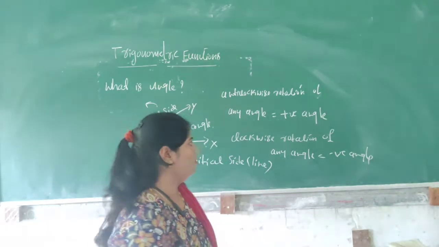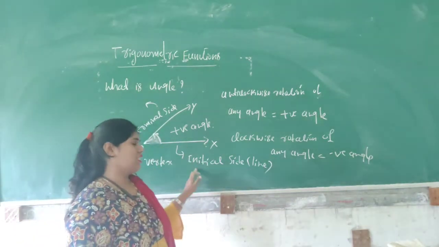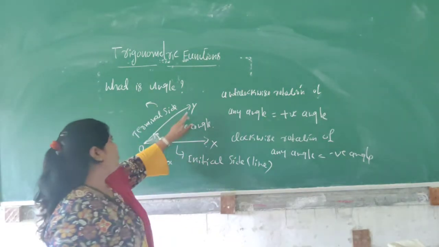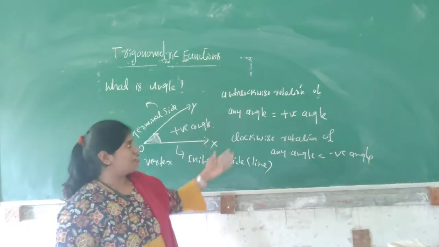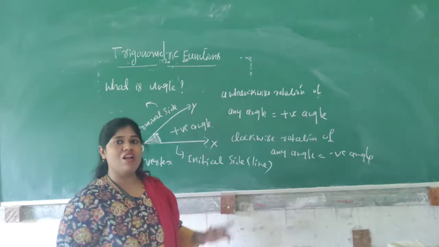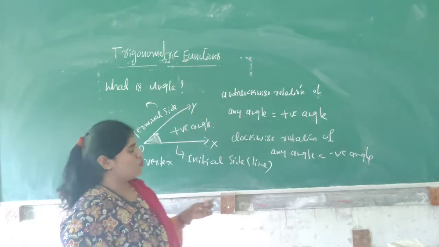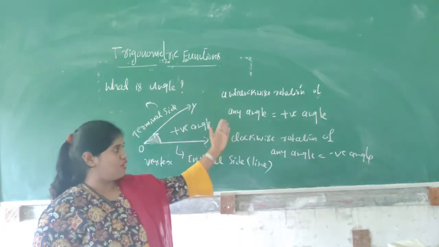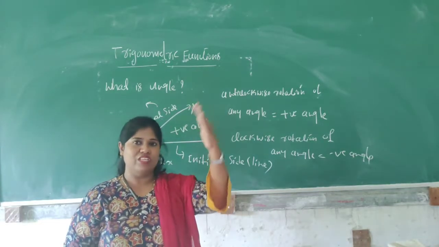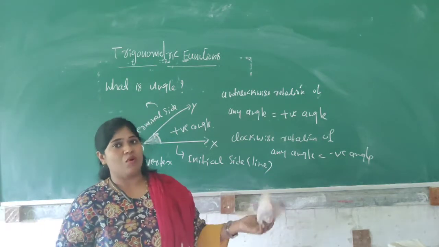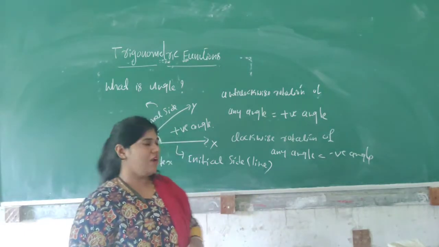So like this you have studied, no? In your earlier classes, this one you understood. This one is called the initial side OX, and OY is called the terminal side. If the rotation is towards anti-clockwise direction, then it is called a positive angle. Anti-clockwise rotation of any angle is called a positive angle. Similarly, clockwise rotation, you know the clock, is called a negative angle. Anti-clockwise means positive angle. Clockwise means negative angle.